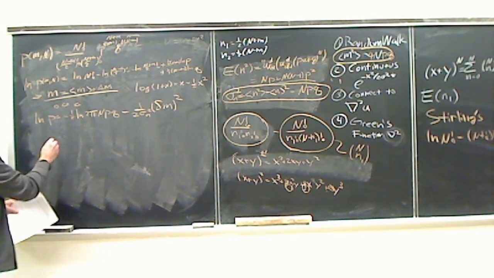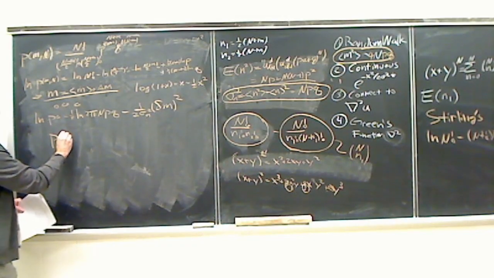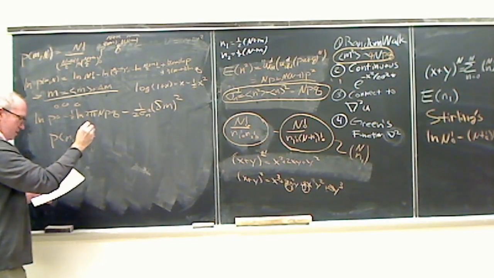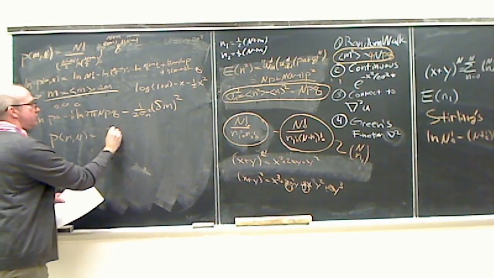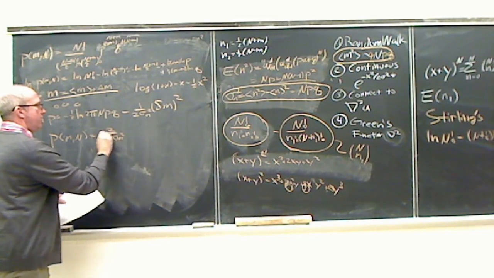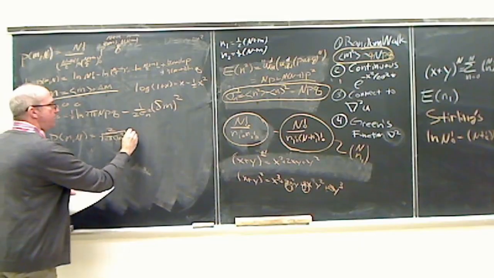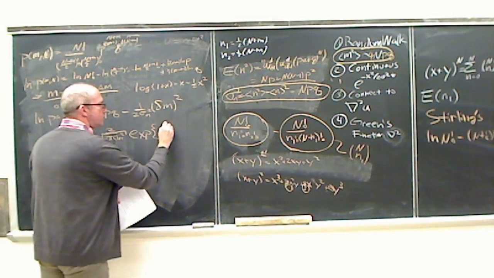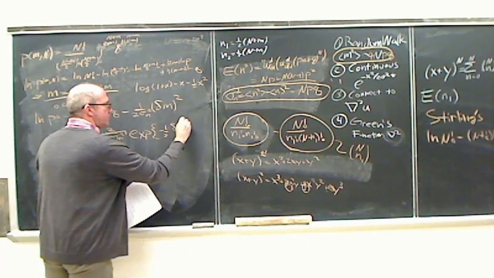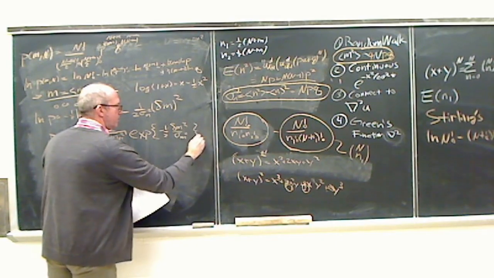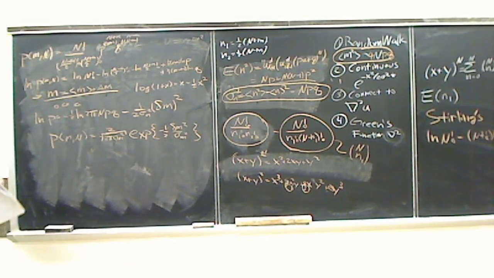So now when I exponentiate this, p of m and n is now equal to the square root of 1 over 2 pi sigma m squared, times e to the minus 1/2 delta m squared over sigma m squared. So you get a Gaussian.